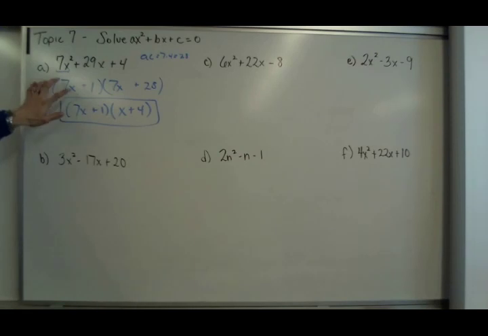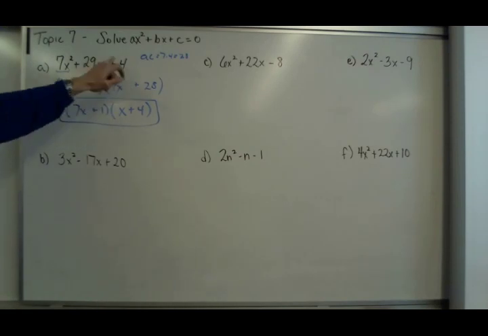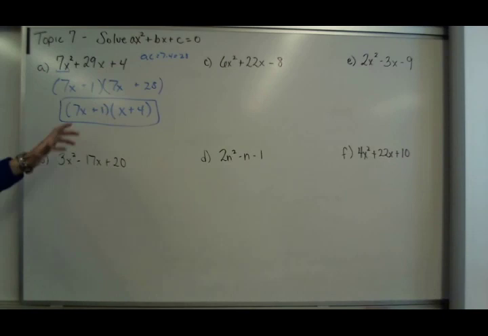Okay, so we take this first term, we break it down into each of these. You're going to multiply across to get this product, and then look for the factors there that combine to give you that 29. Okay, let's try the second one.